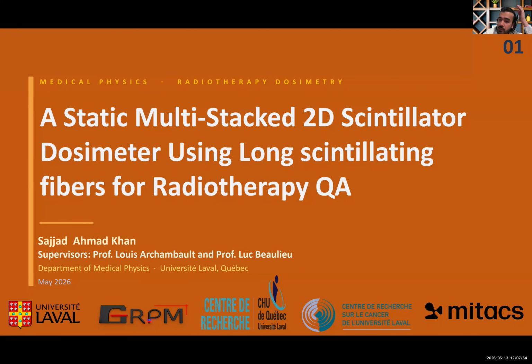There are two ideas I would like to leave with you. First, that you can do a tomographic 2D dose verification without any moving parts using a fully static multi-stack detector. And second, that the same geometry is a natural stepping stone towards a quasi 3D dosimeter. So let me start with the clinical motivation first.